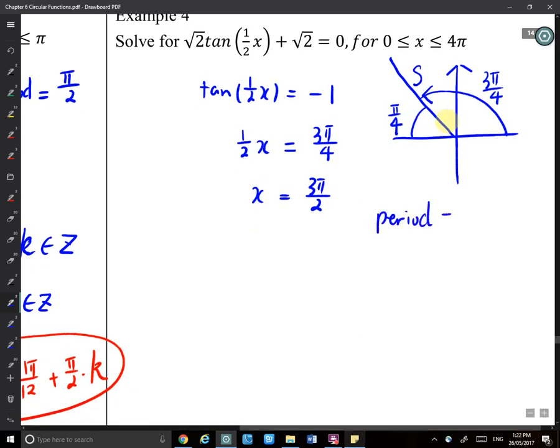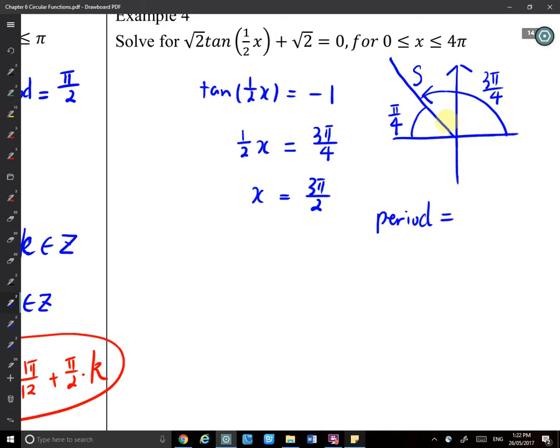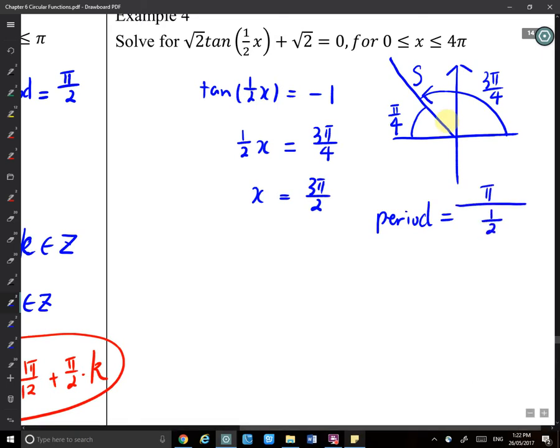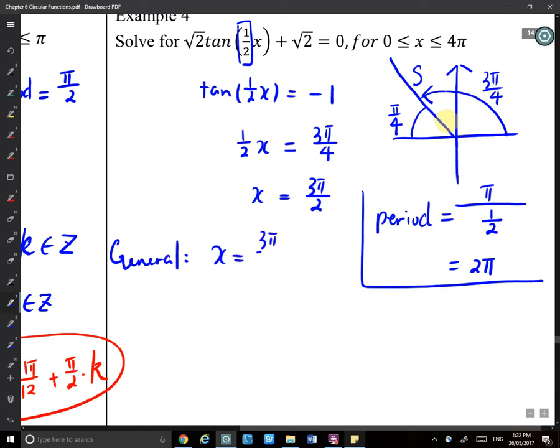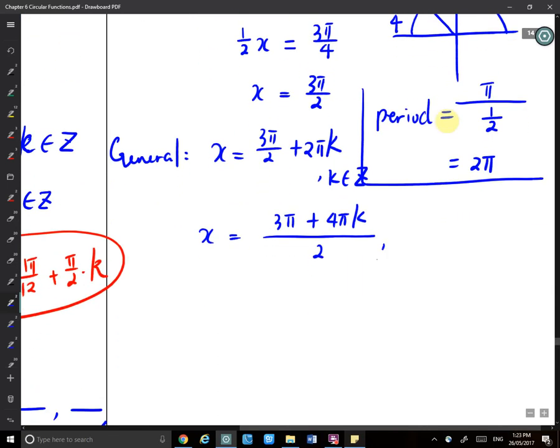What's the period for this graph? Pi divided by a half, that's 2 pi. So the period is 2 pi. My general solution will be x equals 3 pi over 2 plus 2 pi k, where k belongs to Z. That's 3 pi plus 4 pi k over 2, k belongs to Z.